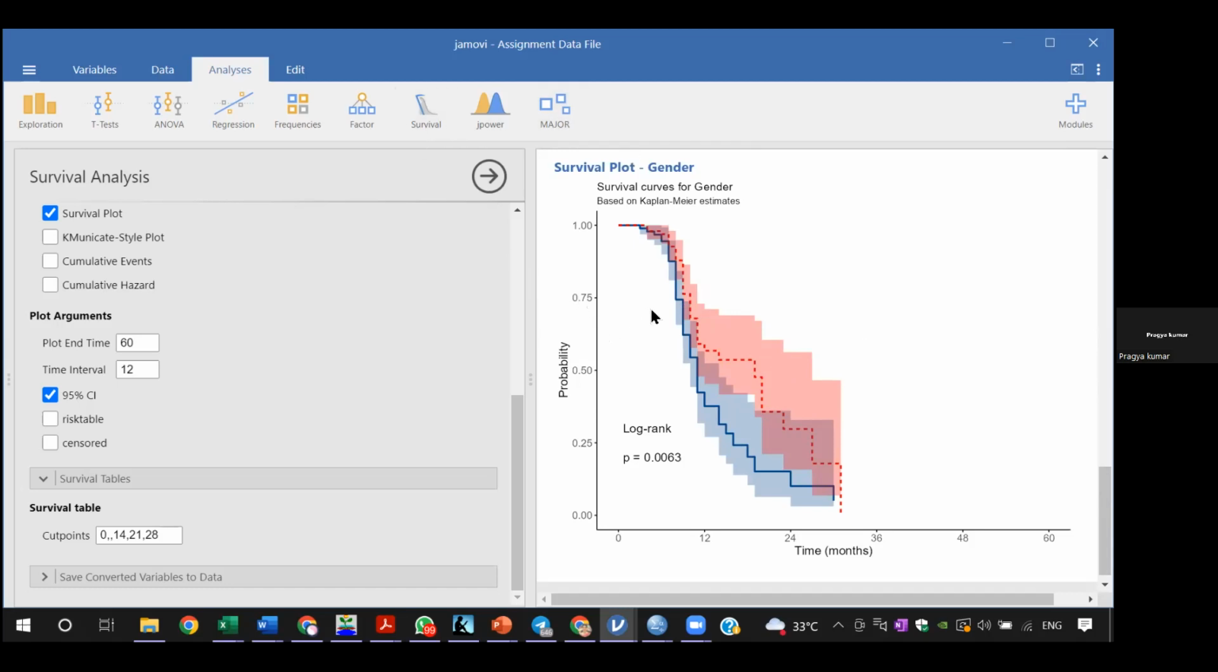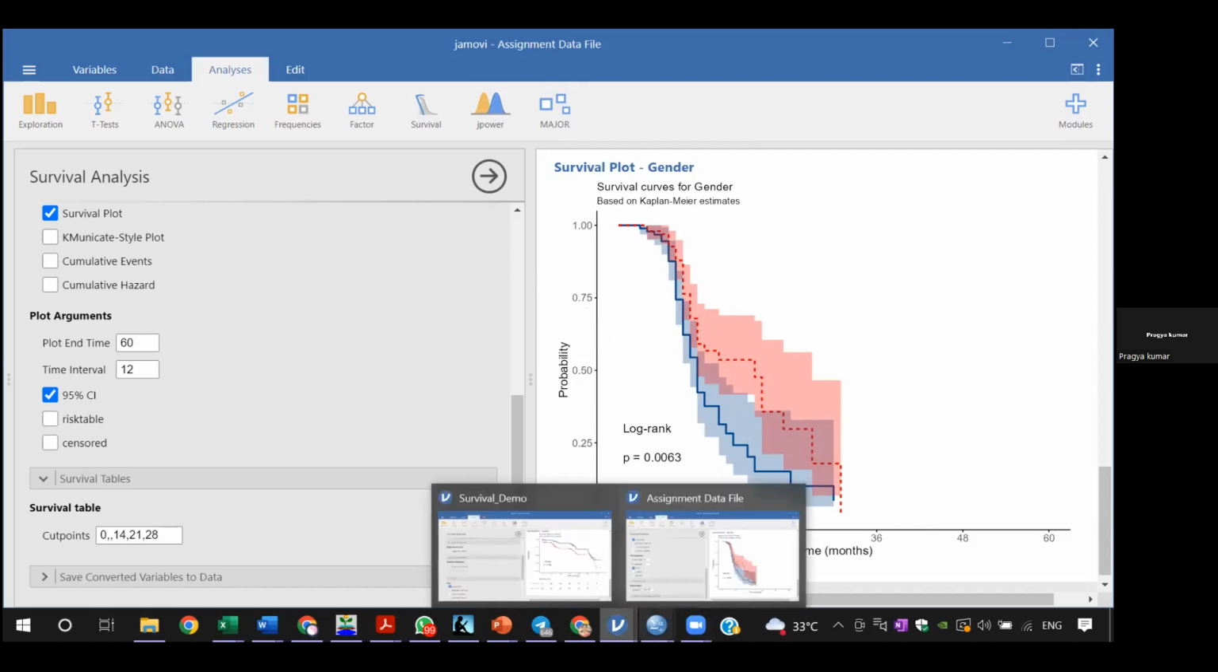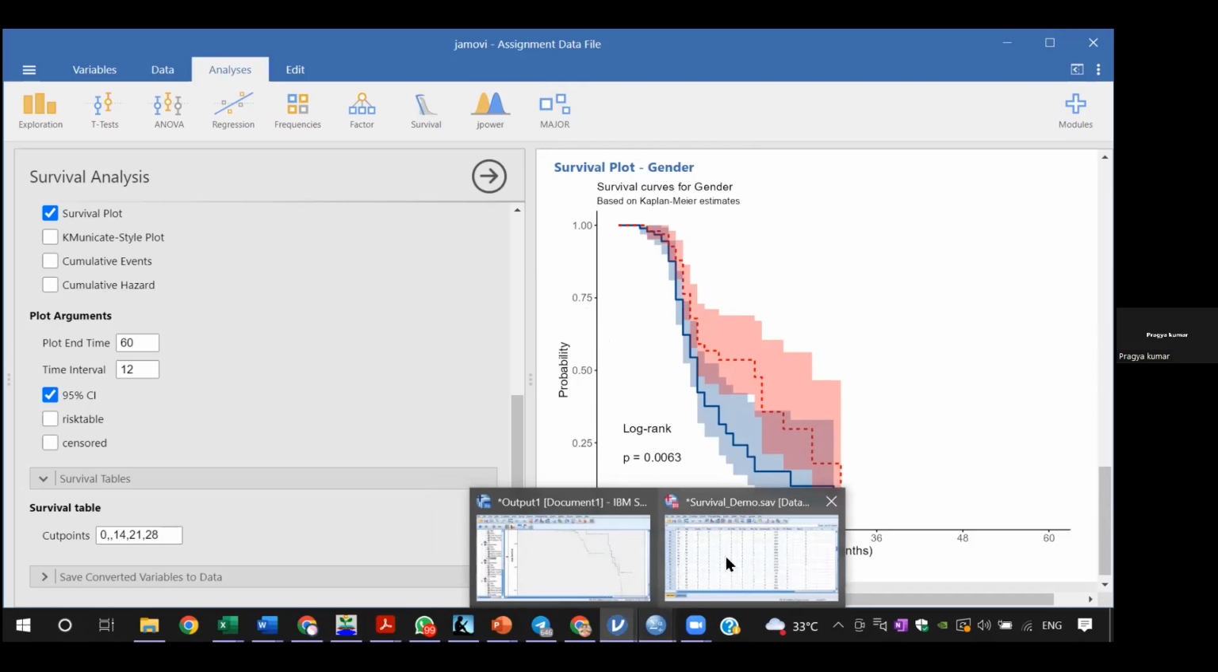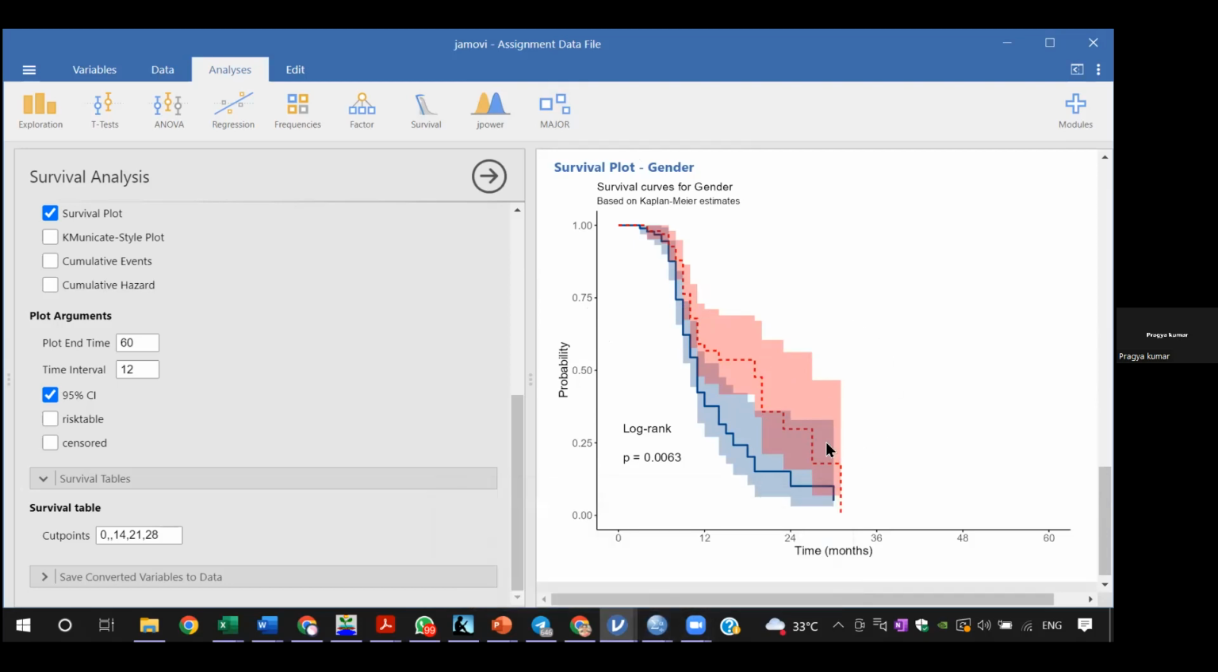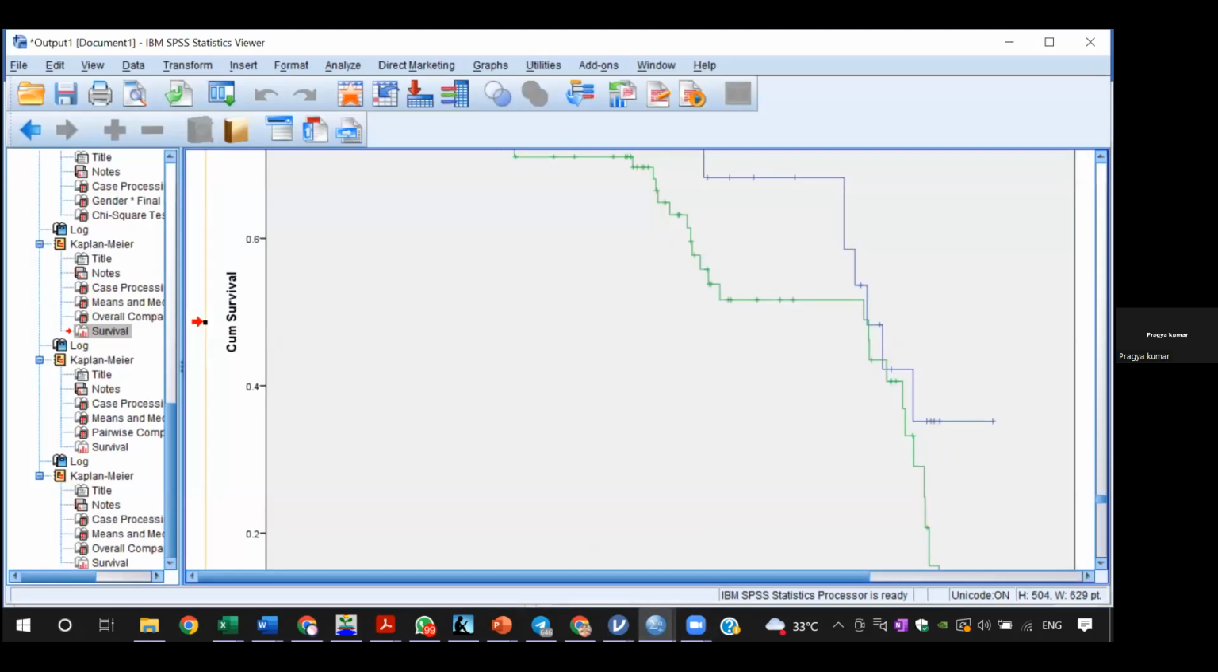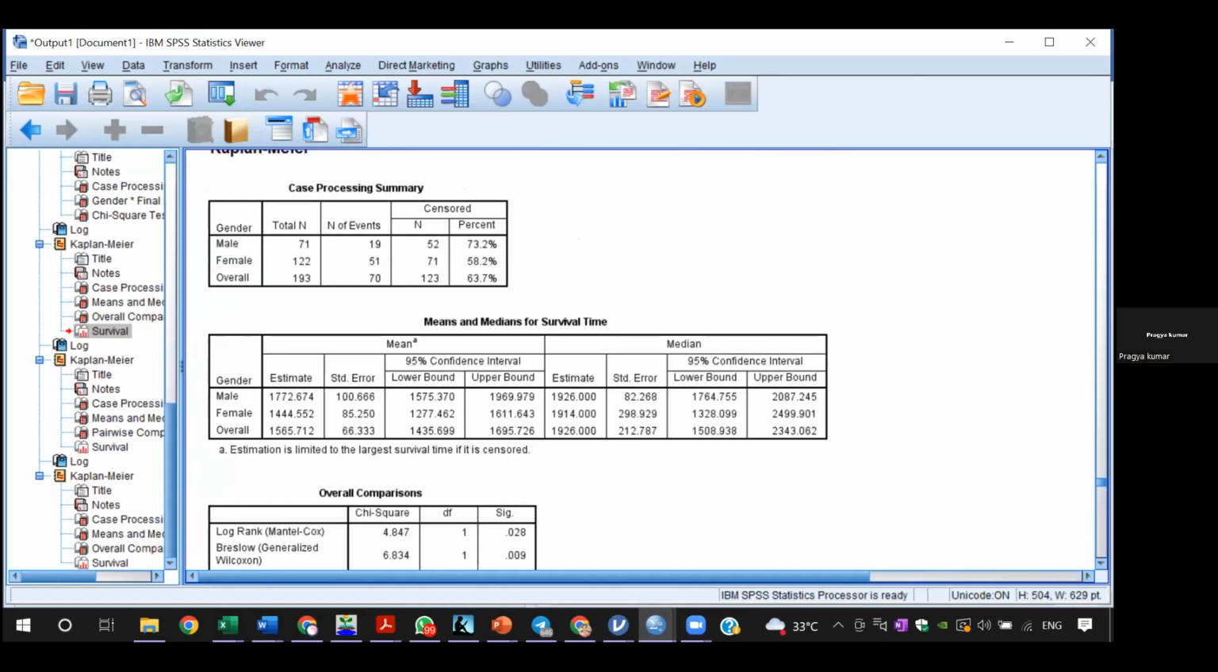So any other interpretation, like you want interpretation of the mean survival time or what? Because this is ultimately the cumulative probability, and this is the confidence interval of the cumulative probability. Here that 95% confidence interval doesn't come.